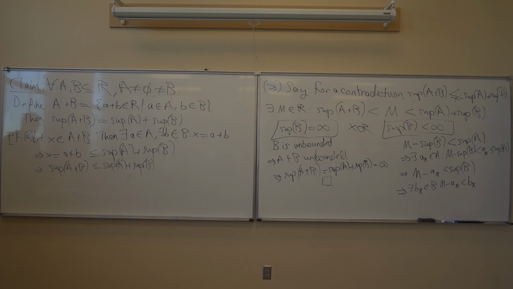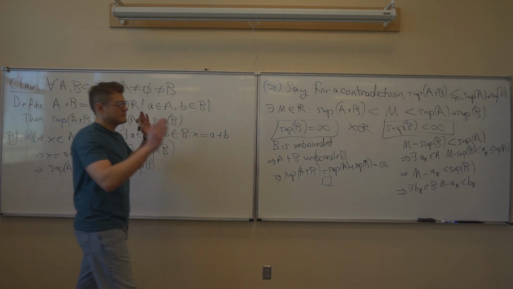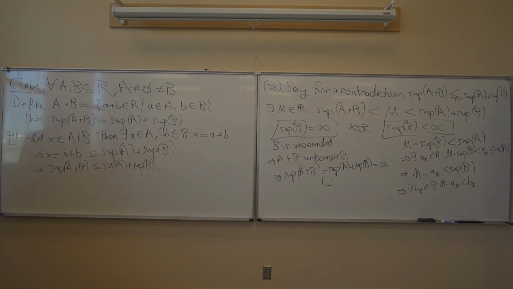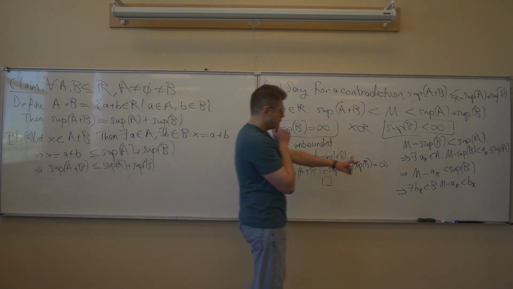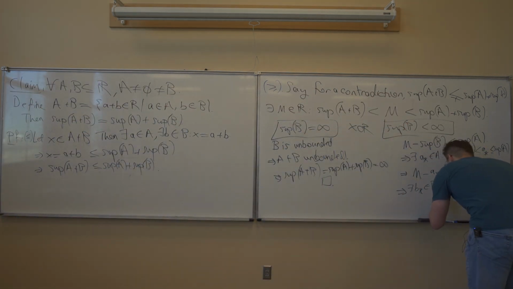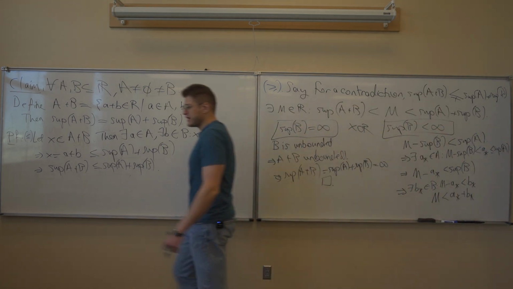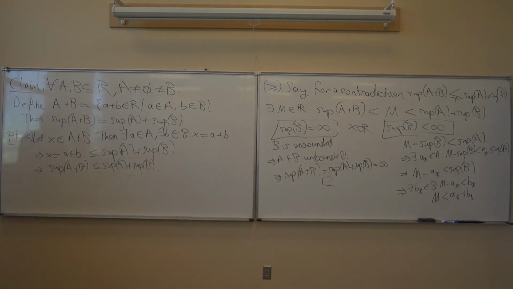I have an A star and I have a B star. These are truly elements in A and B. Sup of A possibly is not in A, and sup of B is possibly not in B. What to do? M is dominated strictly by A star plus B star, which is an element in A plus B.